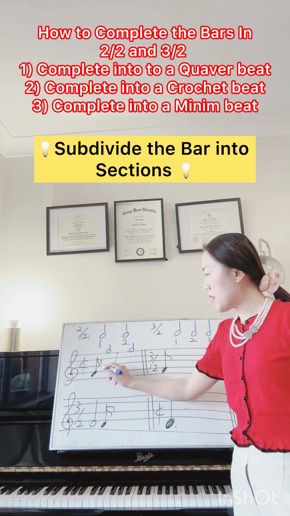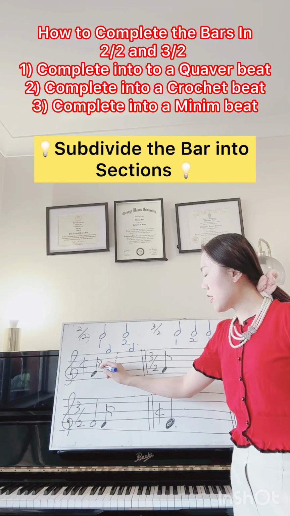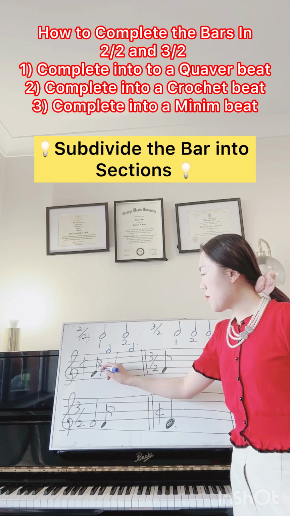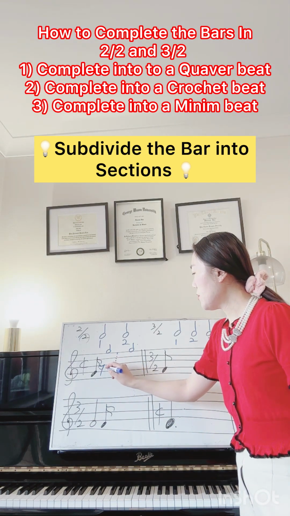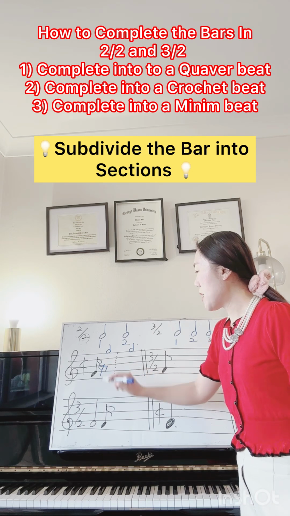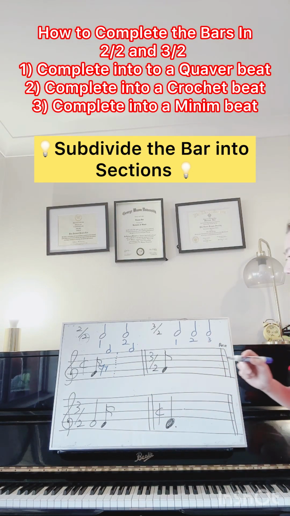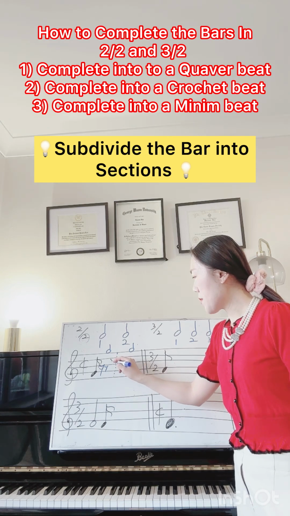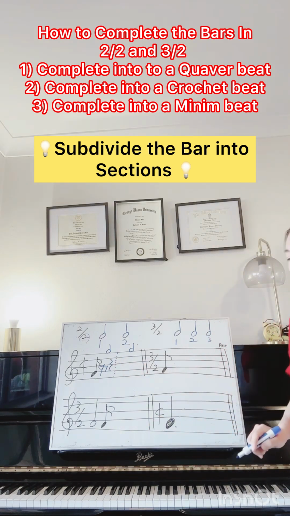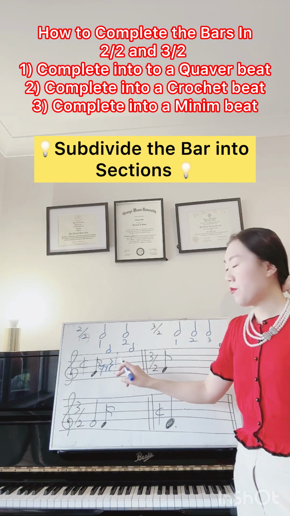So you have a quarter beat stranded. You make sure that you make it into a quaver beat first. And then after that, you make it into a crotchet beat by putting a quaver rest. After that, you make it into a minim beat by putting a crotchet rest. So that's how you complete the section and complete the bar.